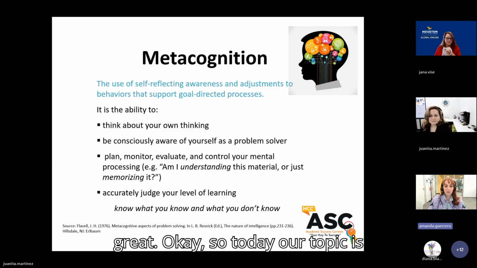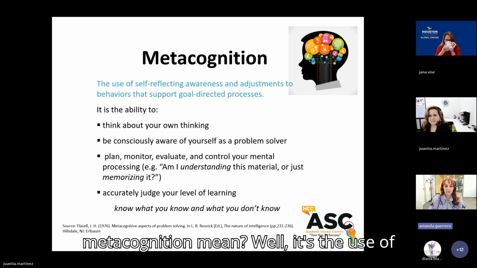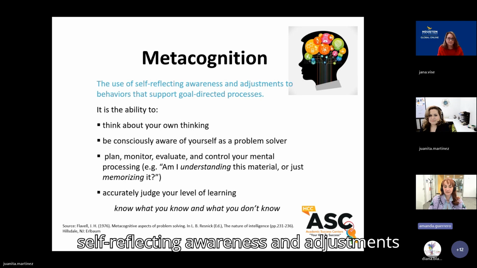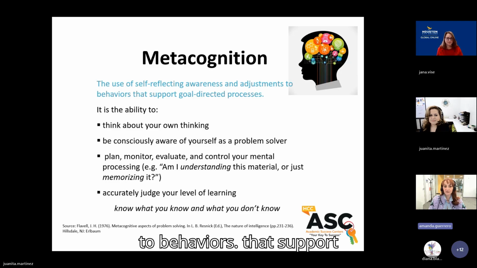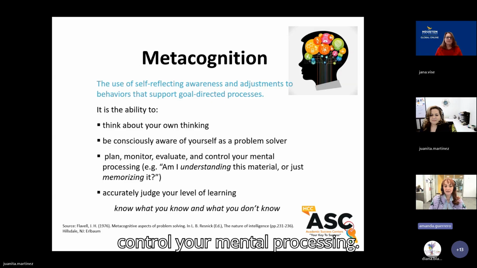Okay, so today our topic is metacognition. And you might ask, it's a long word, what exactly does metacognition mean? Well, it's the use of self-reflecting awareness and adjustments to behaviors that support goal-directed processes. Basically, it's the ability to think about how your own thinking occurs, to be consciously aware of yourself as a problem solver, for your ability to plan, monitor, evaluate, and to control your mental processing.